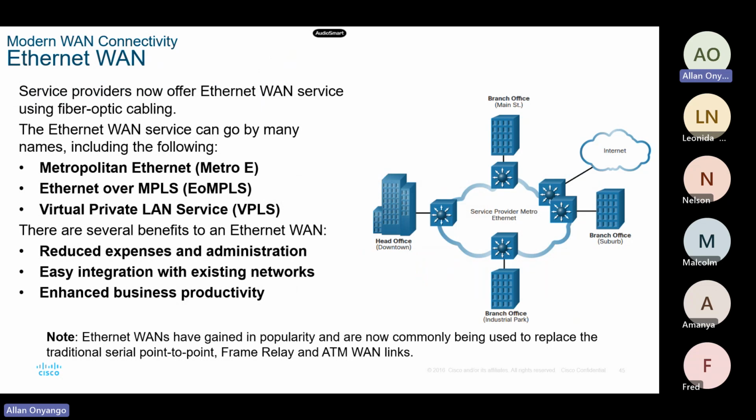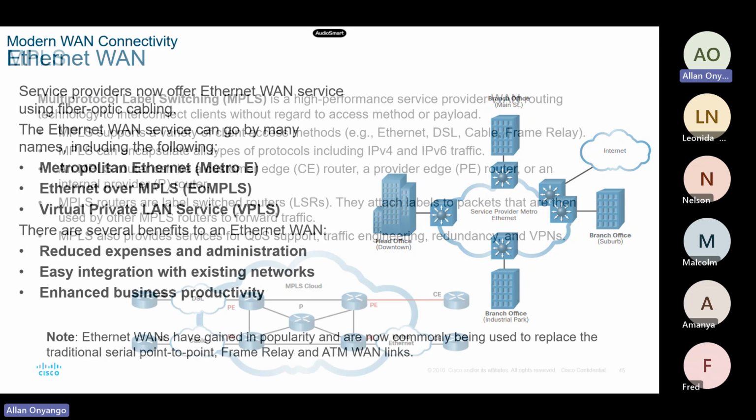So let's start by talking about the Ethernet WANs. Now, the Ethernet WANs are normally offered by service providers using fiber optic cabling, okay? And the Ethernet WAN goes by many names: you can call it the Metropolitan Ethernet, the Ethernet over MPLS, or the Virtual Private LAN Service, VPLS. They come with many advantages. They have reduced expenses and administration. They are very easy to integrate with other connectivity options. They enhance business productivity, and I think it has made life much easier than ever before. Ethernet has gained a lot of popularity, and it's being used to replace most of the traditional options we talked about, like ATM, frame relay, point-to-point, and so on.